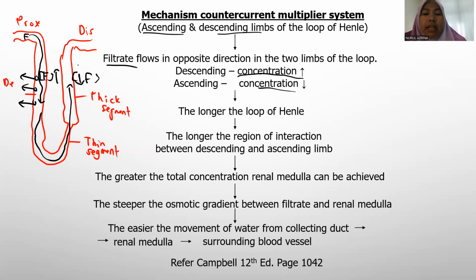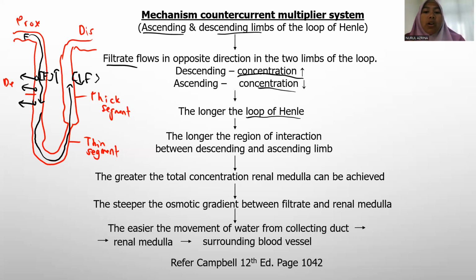All right, okay. So thus, the longer the loop of Henle, lagi panjang loop of Henle, right? Kenapa lagi panjang? Because our kidney actually has two different distributions of nephron. Ada dua jenis nephron sebenarnya kita ni. Satu, juxtamedullary nephron, and number two is cortical nephron. So these two are differentiated by the length of loop of Henle. So ada nephron yang loop of Henle dia panjang, ada nephron yang loop of Henle dia pendek, right?